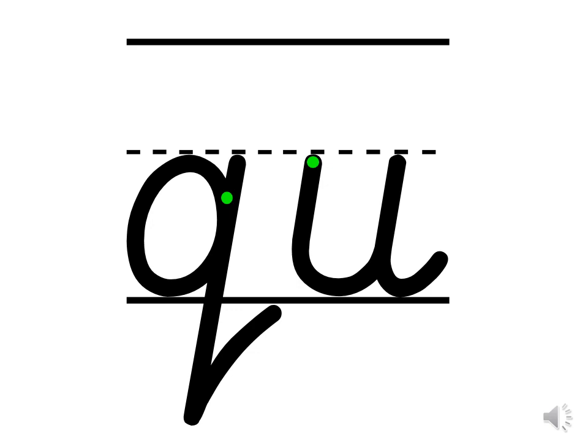We can remember the digraph qu by putting our hands together and making the shape of a beak, because a duck makes the quack sound. Can you hear qu in quack? Practice saying qu, qu.